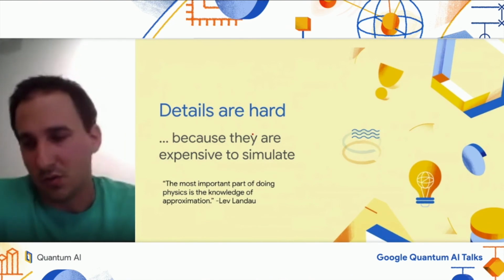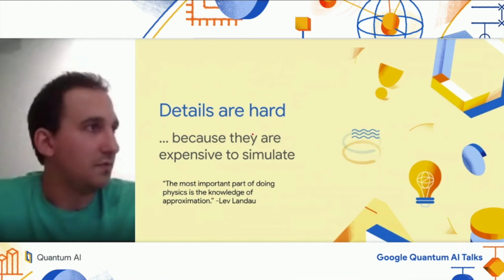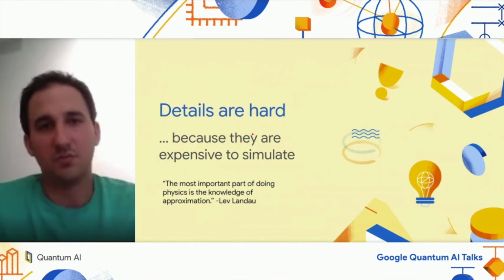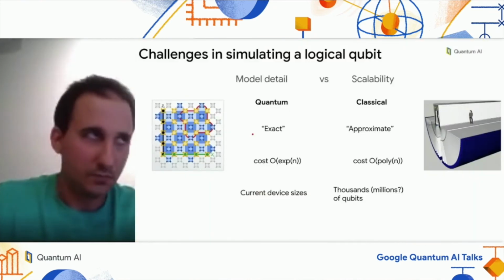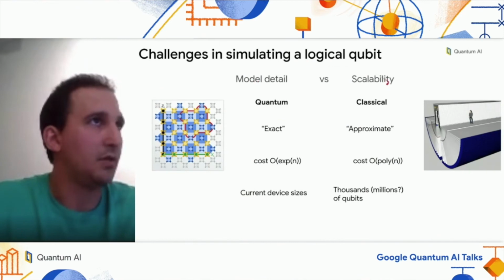The approach we have to take here to solve this problem is the typical approach of a physicist, which is just to make approximations. We have to make some approximations in order to be able to describe a large-scale device. How are we going to do this? It's going to be a trade-off between model detail and scalability, right?